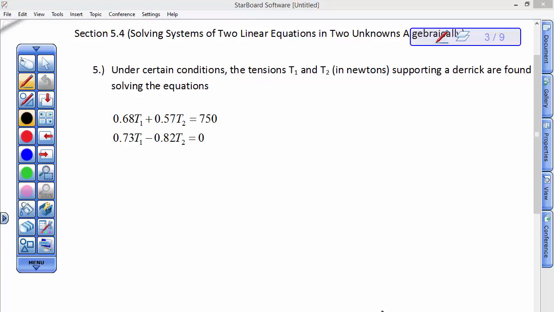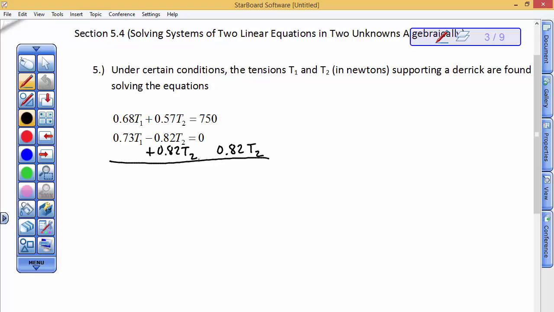Okay, when solving a story problem by substitution, you have to isolate one of the letters, either T sub 1 or T sub 2. I'm going to choose to work with this second equation. The reason is that when I get this term over to this side of the equal sign, it will become positive, and then I don't have any negative signs to deal with. So I'm going to add 0.82 T sub 2 to both sides of this equation.